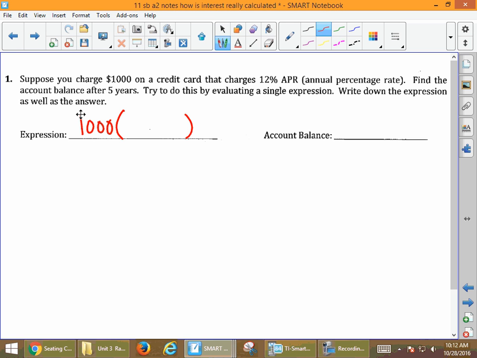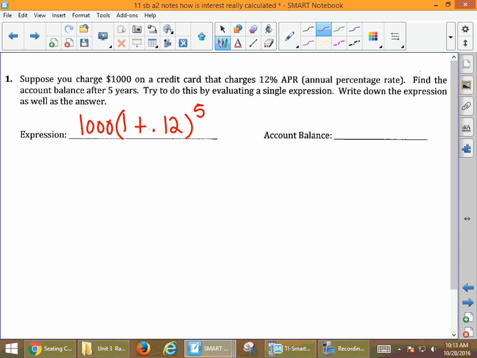What's going to happen is we're charging 12% annual percentage rate. That means that we're going to end up paying more money than $1,000 if we don't pay off our bill. So this is a percentage increase problem, which means we're going to have 1 plus 0.12, and we're going to be looking at this over a period of 5 years.